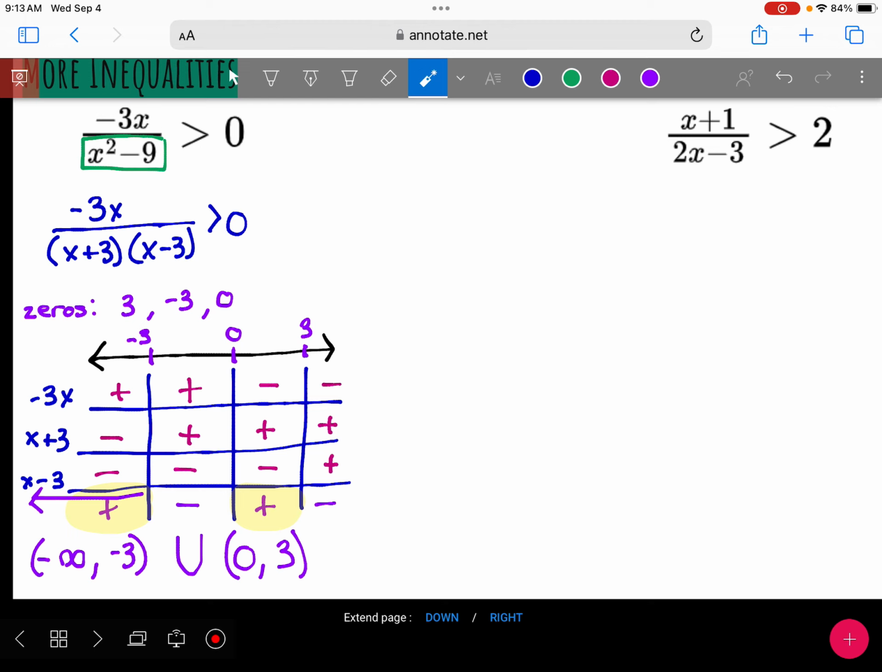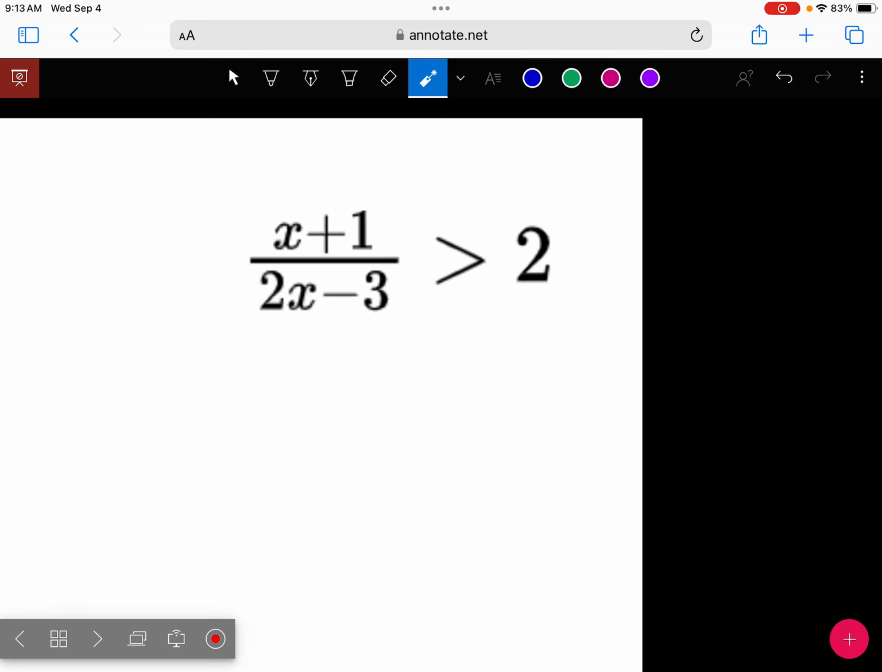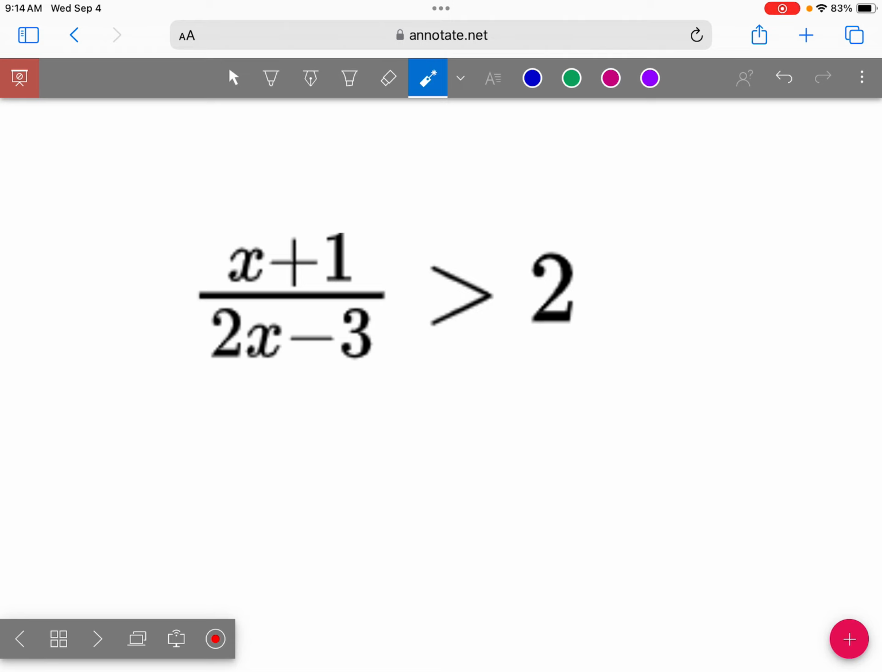Now we're going to look at the one on the right, which is really similar, but also kind of not. Because it's not greater than 0 this time. It is greater than 2, which is not as easy. Because we don't have a shortcut for positive, negative for how to be greater than 2. So what we're going to do is make it be 0. So we're going to come into this one here. x plus 1 over 2x minus 3 greater than 2.